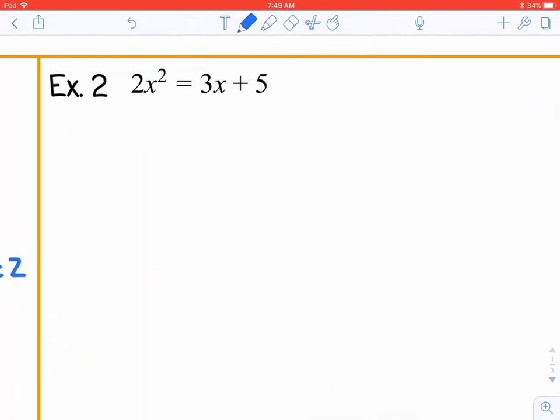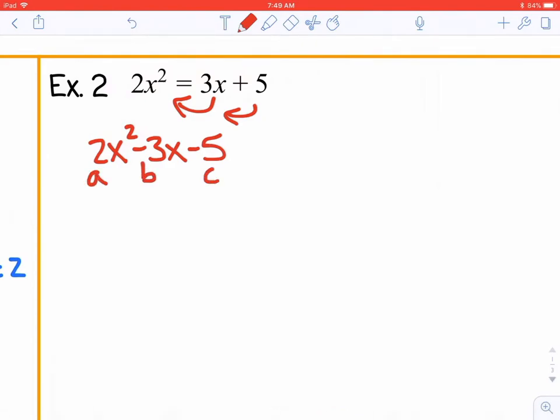All right, so let's look at another example. Example 2, we need to first put into standard form. So we need to move the 3x and move the 5 over to the left. So then we end up with 2x squared minus 3x minus 5, where A would be 2, B is -3, and C is -5. And then work on our discriminant.